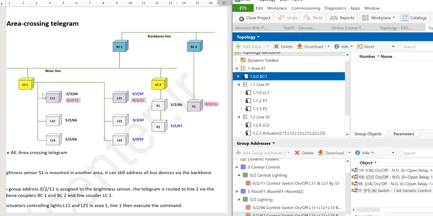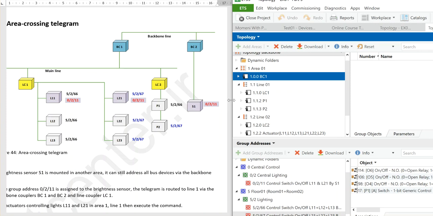Why? Because these group addresses exist in the group address table of these devices. It comes here and is broadcast, and then these devices, if it's 66 or 67, execute the command and close or open the relay.